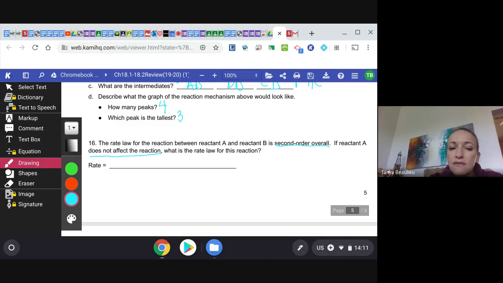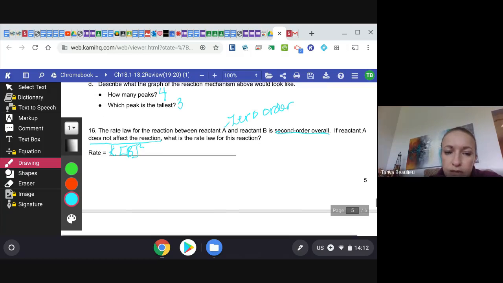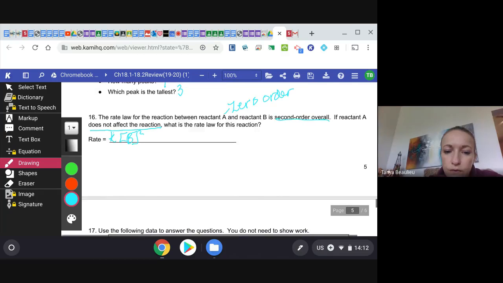Well, if A does not affect the reaction, that means A is 0 order. And if it's 0 order, we do not include 0 order in our rate law expressions. So don't write that as part of your rate law expressions. So it's going to be rate equals K times the concentration of B. If it's second order overall and A is 0 order, then that means B has to be second order. Overall orders are the sum of your orders. So 0 plus 2 would be 2 there. So that's where that second order overall is coming from.